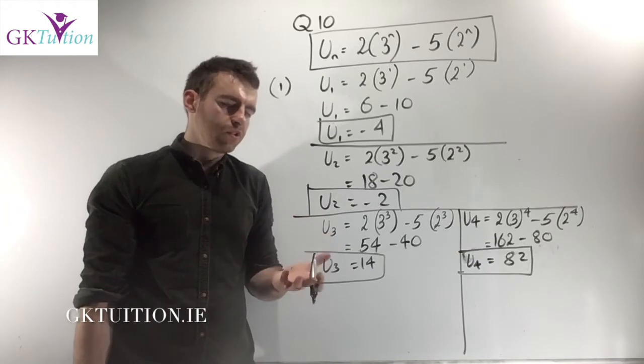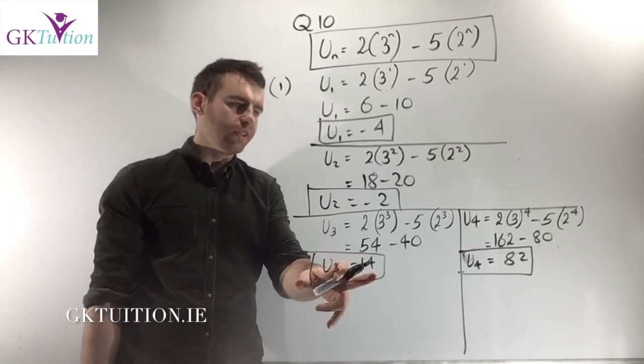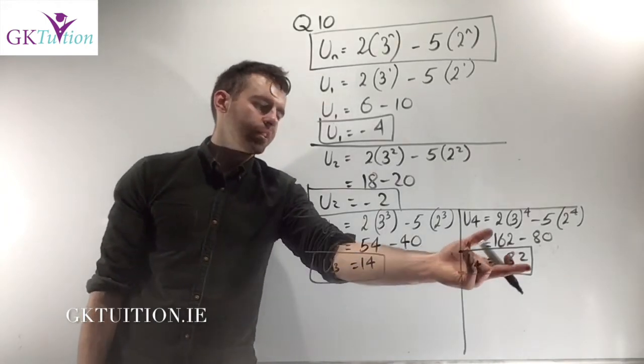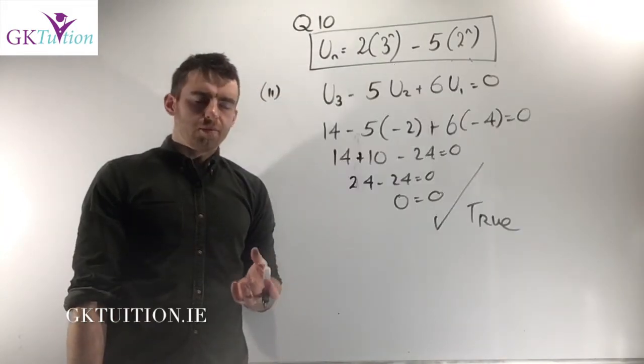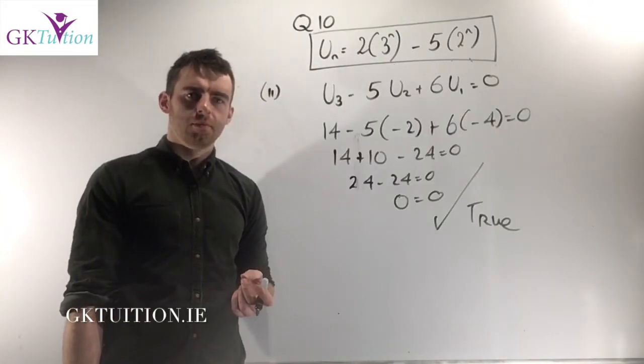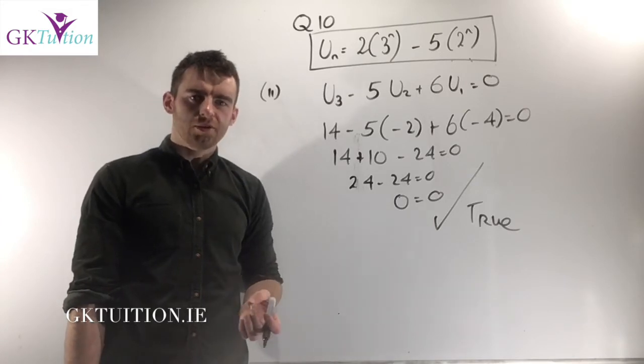To get u3, you just sub in 3, and u3 works out as 14. To get u4, it works out as 82. Part 2 then was really straightforward. Once you've done part 1, part 2 is really straightforward.